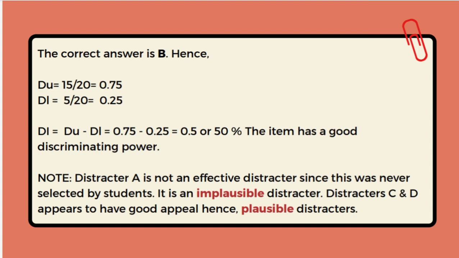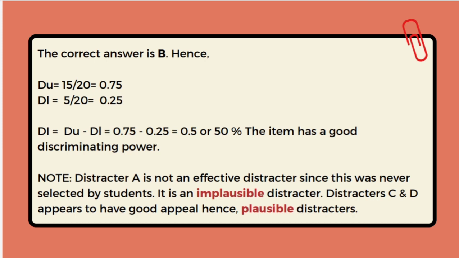So in item number 1, the correct answer is B. Hence, DU is equal to 15 divided by 20. So where did this 15 come from? This 15 are those students from the upper group who chose the correct answer, which is letter B, divided by 20. This 20 is the total number of students who took the test from the upper group. So 15 divided by 20 is equal to 0.75.